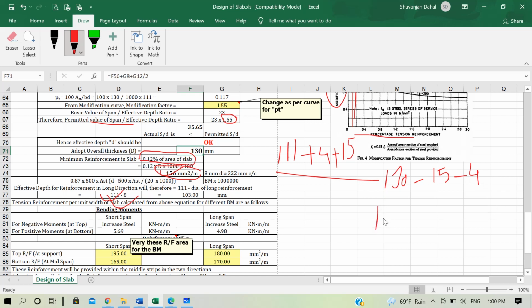And for the longer direction, 130 minus 15 minus 8 minus 4, and that you get to be 103 mm.